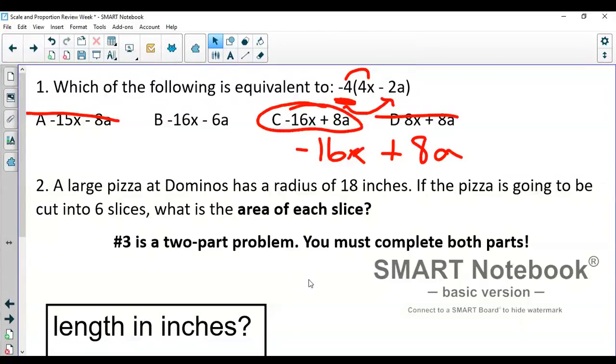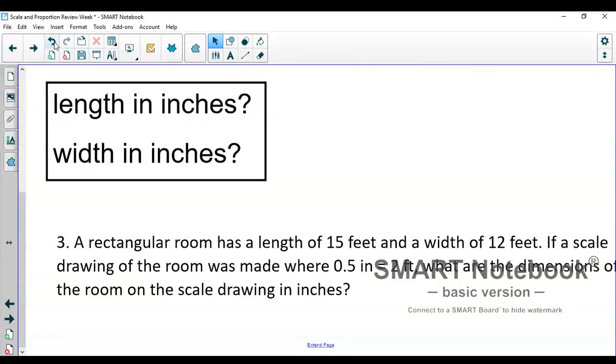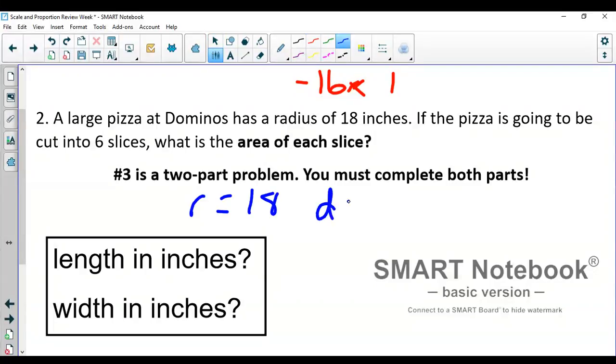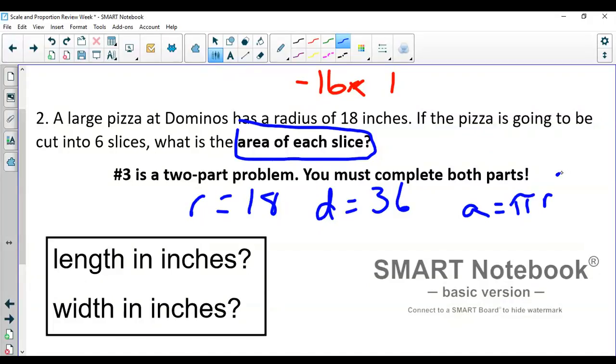Number two says a large pizza at Domino's has a radius of 18 inches, a radius of 18 inches. That's pretty important to know, because if we know there's a radius of 18, we also know that the diameter is 36. If the pizza is going to be cut into 6 slices, what is the area of each slice? So we got to think about this a little bit. We know we're looking at area, and area equals pi times radius squared, which means area equals pi times 18 to the second power. So on your Desmos calculator, when you do pi times 18 to the second power, that is going to give you the area of the circle.